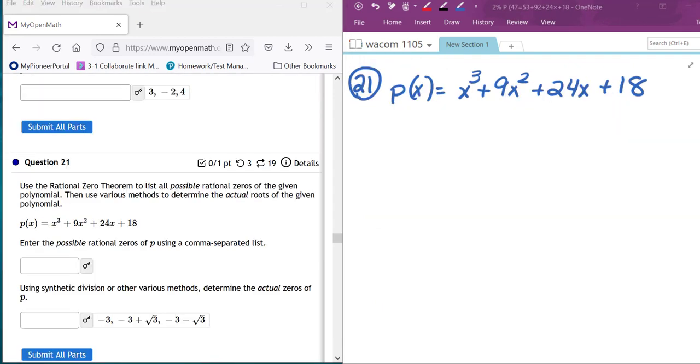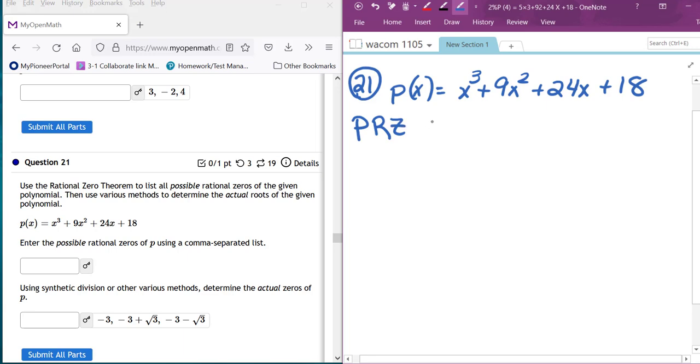I decided to backtrack and do one more problem. Problem 21 will do, because 4.4 is really about finding all the zeros. So we'll add one more question there. First, they want us to list the possible rational zeros. So we can do that.